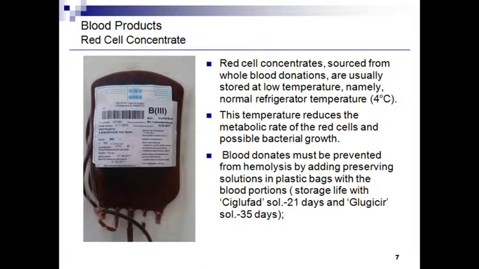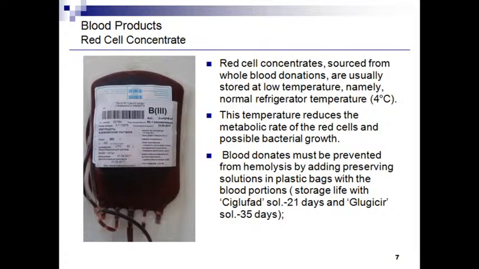From the donor blood portion, we can prepare some blood products. The blood product routinely used in surgical practice is the red cell concentrate, RBCs. Red cell concentrates sourced from whole blood donations are usually stored at low temperature, namely normal refrigerated temperature, 4 degrees Celsius. They can be prepared with apheresis or by centrifuging in special machines.